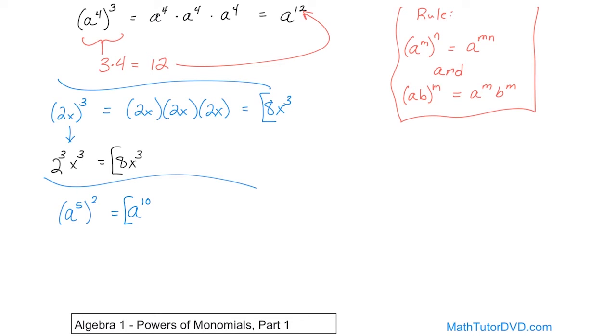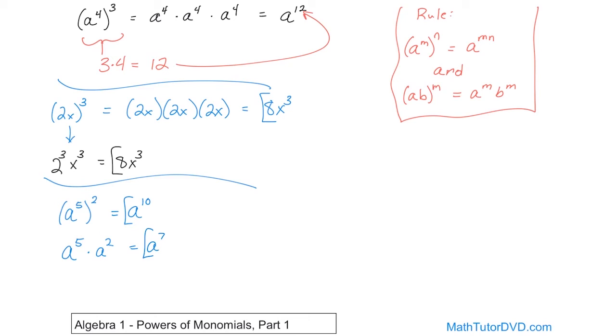Okay? Now for comparison, let me show you what would happen. Just to show you how it's different, what if you have a to the power of 5 times a to the power of 2? See, this is what we did in the last section, where we have the same base, and we're multiplying these together. You add the exponents. So what you get is a to the power of 7.